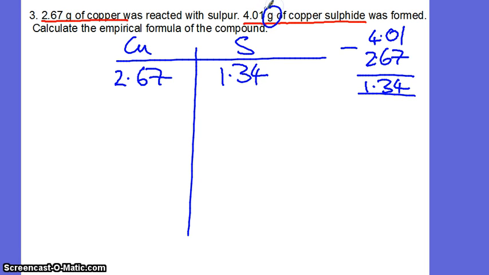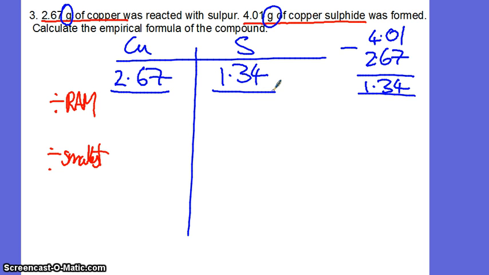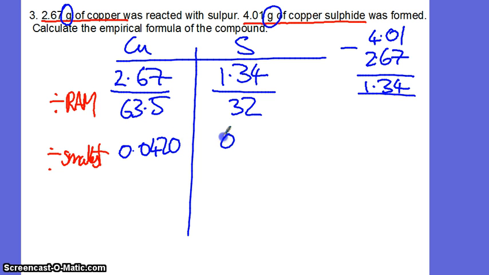Notice here I'm using grams. We can use grams in exactly the same way as we use percentages. Again, think about what you did at each step. Two divisions. The first one by relative atomic mass, and the second one by the smallest. Hopefully by this stage you're doing this automatically. So again, get your periodic table out. We need to divide by copper's relative atomic mass. Copper is 63.5. Sulfur, find that, that's 32. And if you plug those numbers into your calculator, you come out with these.